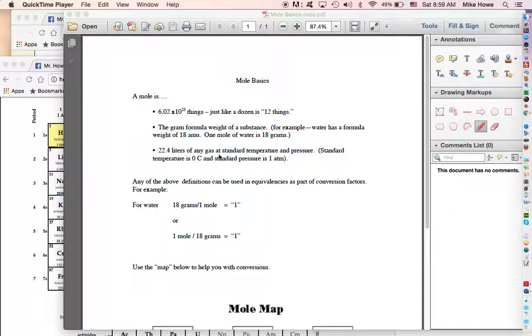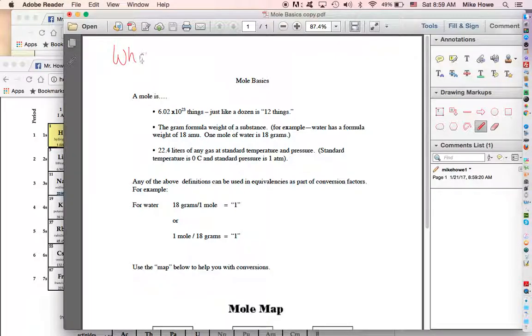Hello everyone. This is a movie that kind of sums up what we've done this semester. So far, what we've really done is trying to answer the question, what is a mole? All right, so what is a mole?